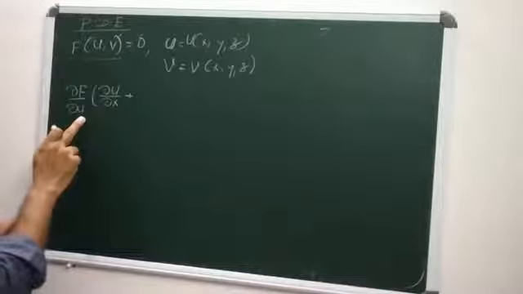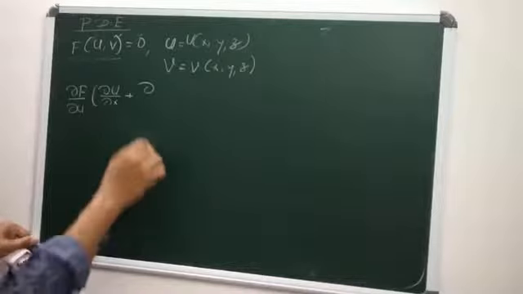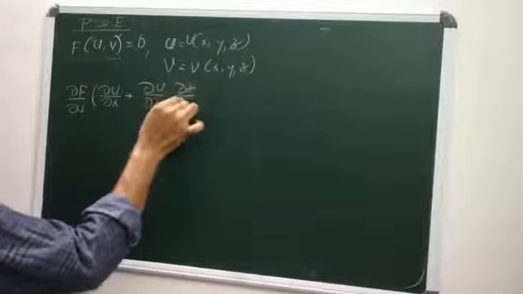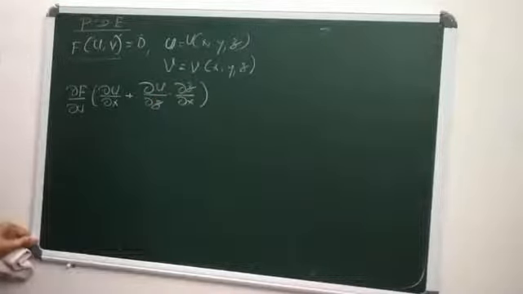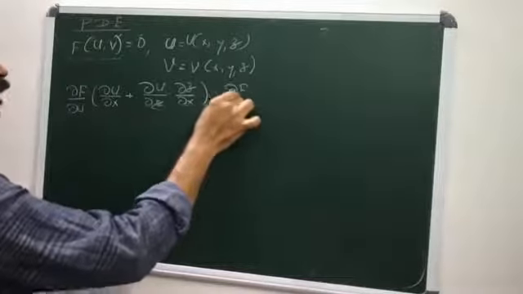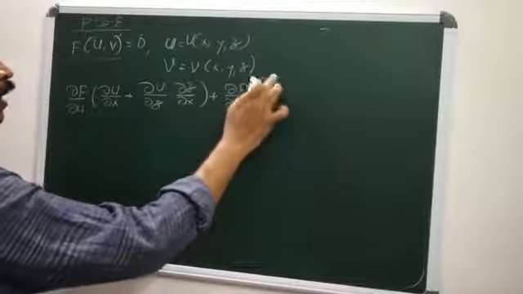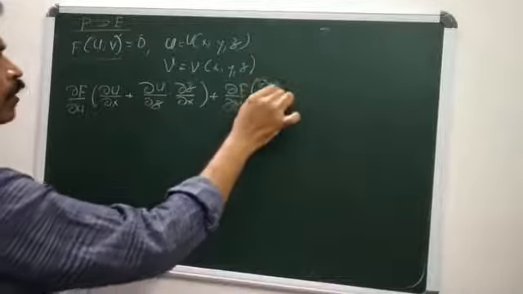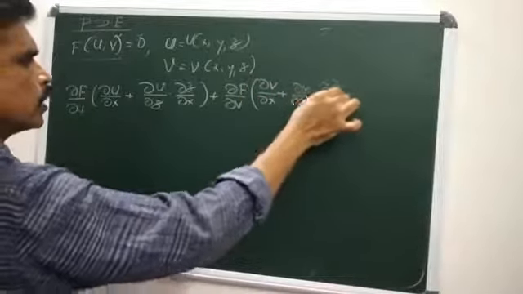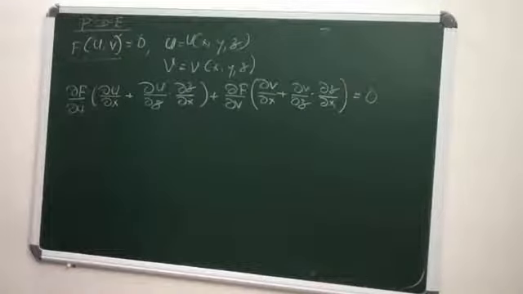it gives del f by del u into, del u by del x plus del u by del z into del z by del x, plus del f by del v into, del v by del x plus del v by del z into del z by del x, equals 0.